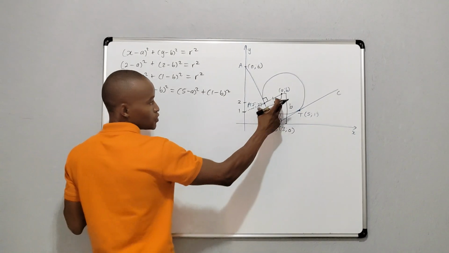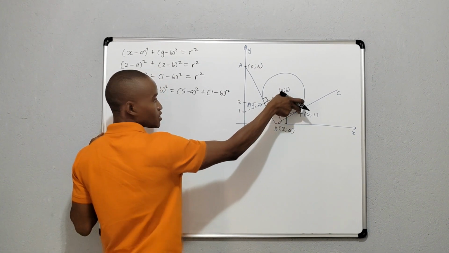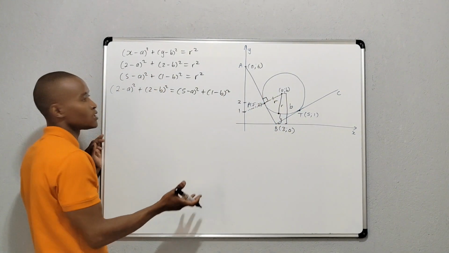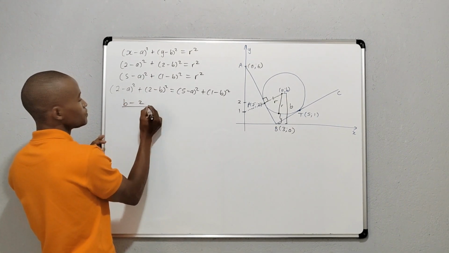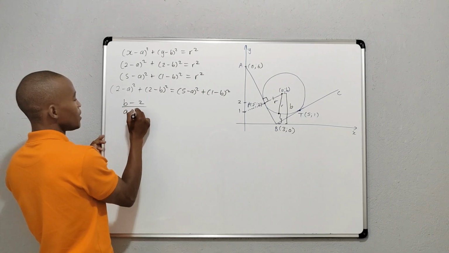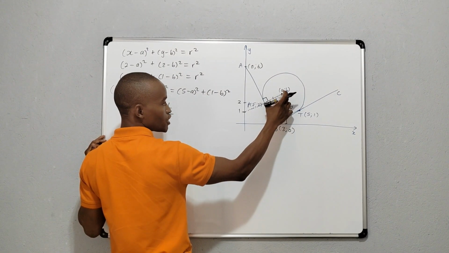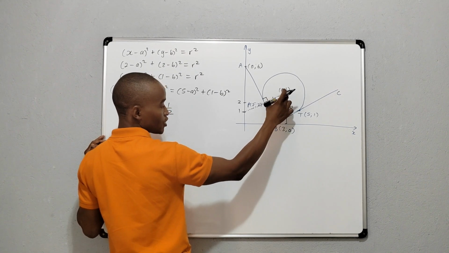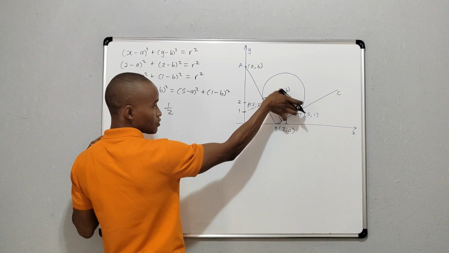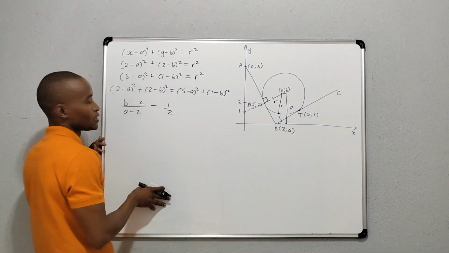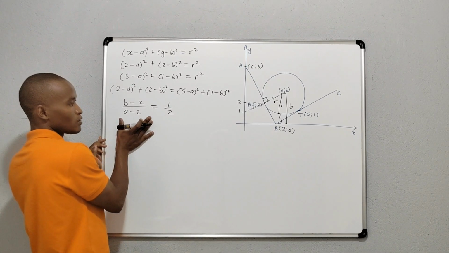Okay, so we can use this set of points or that set of points to get the expression of the gradient using the coordinates. So b minus 2 over a minus 2 is equal to a half. Okay, remember the equation of this line, we obtained it. So actually we just need to use this set of points because that is a totally different line that we're going to get there. Okay, so that is a half. Okay, that is the gradient of that line.